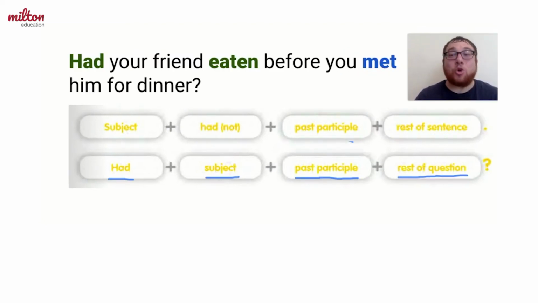Now let's look at the question form of the past perfect. You might remember that in the question form of any verb tense in English, you always have a helping verb, then the subject, and then the main verb. The past perfect is the same. You need the helping verb had, then the subject, then the past participle, then the rest of the question, and finally a question mark instead of a full stop. In this case, we have had plus the subject, which is your friend, plus the irregular past participle eaten.